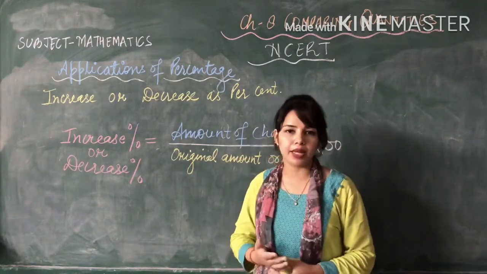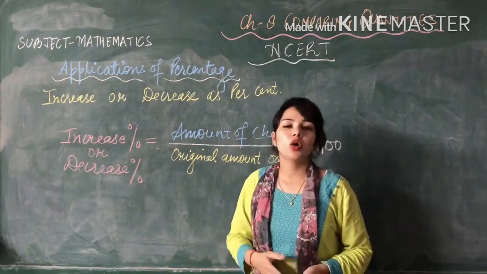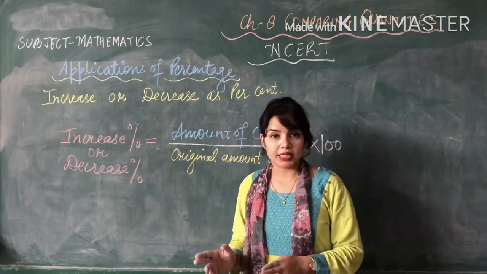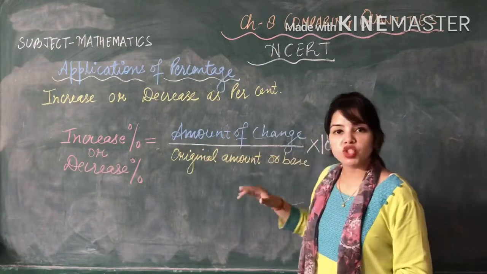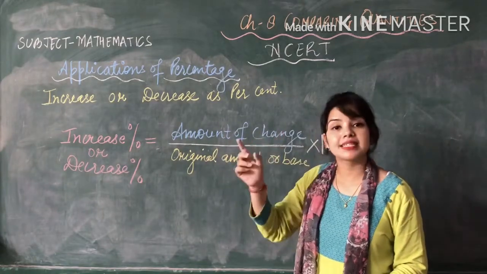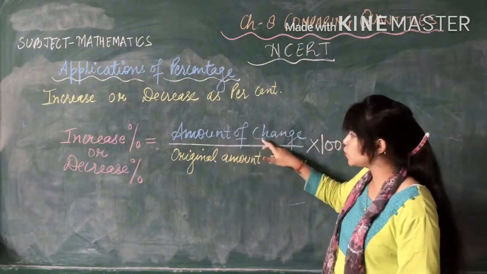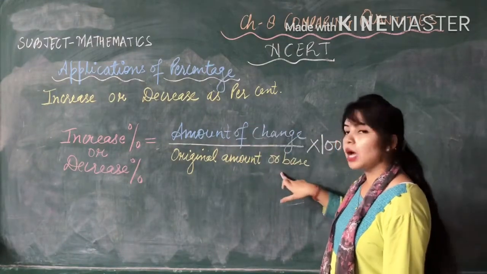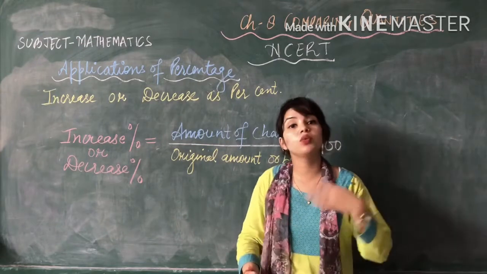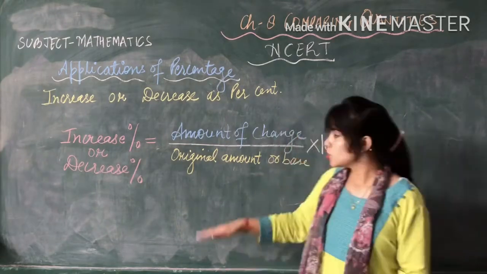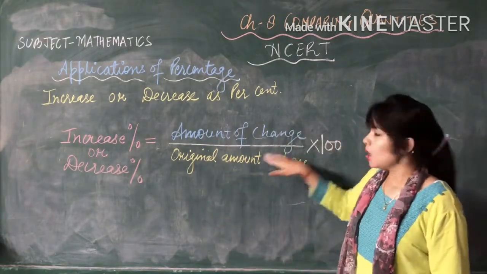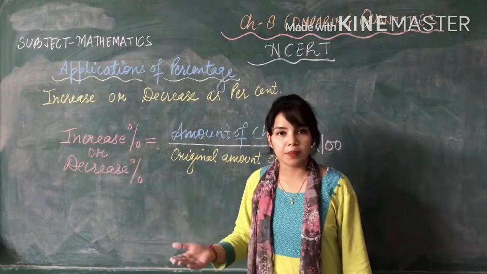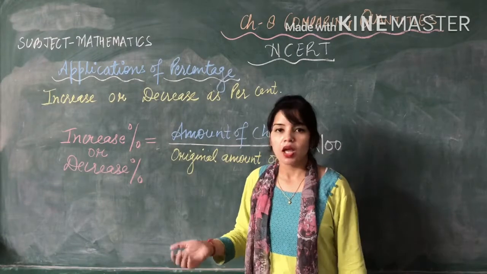Suppose the cost of your pen is 50 rupees and now the cost of the pen is 60 rupees. So, what is the amount of change? 10 rupees, because 60 minus 50 is 10. So, the amount of change is 10. So, 10 will come here upon original amount or base. Originally, what it was? 50 rupees. So, here what will come? 50 into 100. And you will get the percentage by which it is increased.